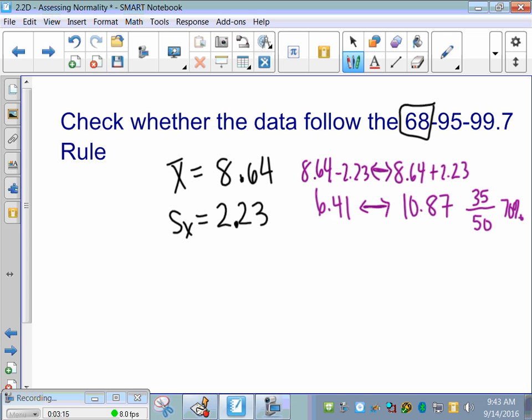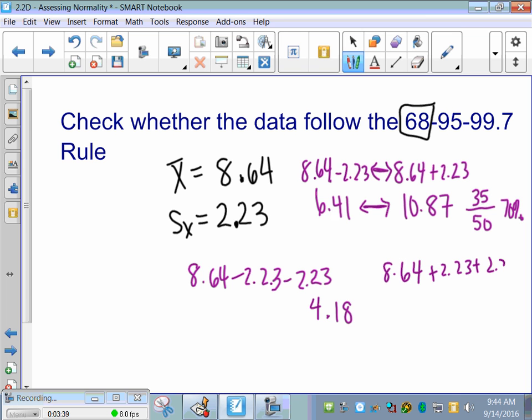Okay, then we would do another standard deviation. So that would be 8.64, and we would subtract 2.23 and another 2.23. That'd be two standard deviations below, which is 4.18. And we would do 8.64 plus one standard deviation plus two standard deviations, right? And we would go from there to 13.1.